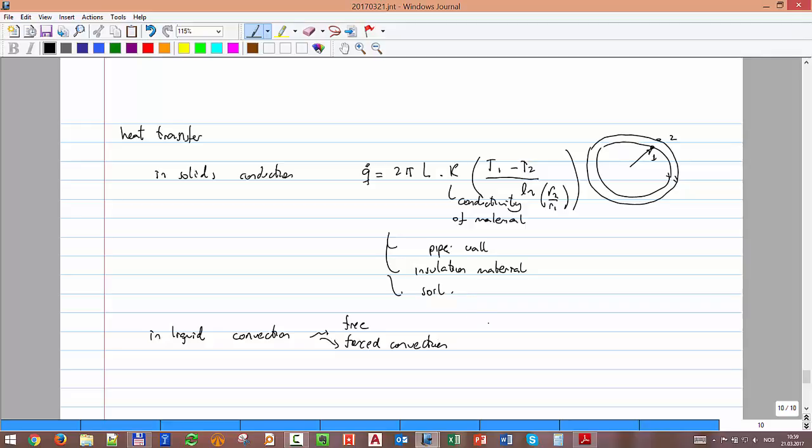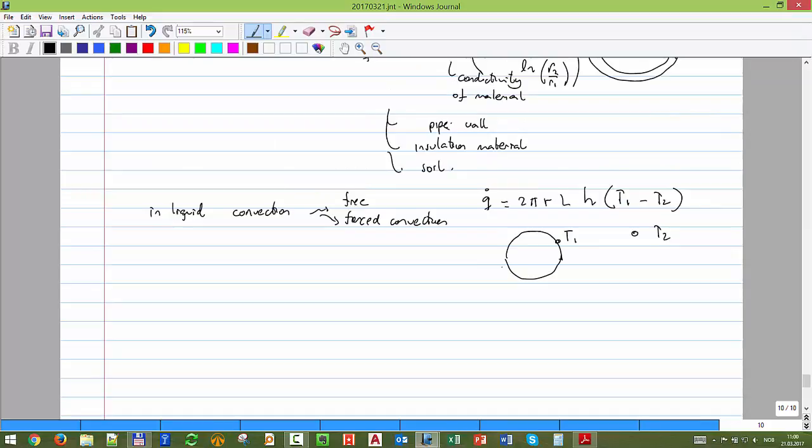Okay, and basically here the Q is equal to 2 pi R L times H times T1 minus T2. Okay, if I have, for example, that will be T1, and here I have T2, an ambient that is at a certain temperature. I use that expression to calculate the heat. Okay, 2 pi R is the perimeter, and L is just the length dimension.